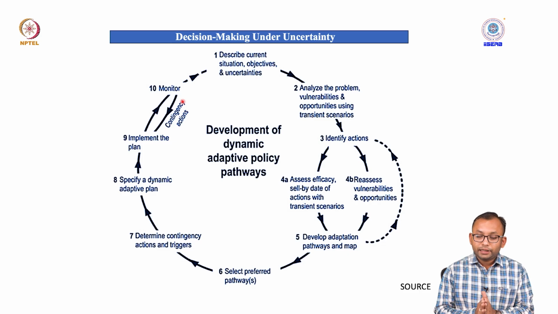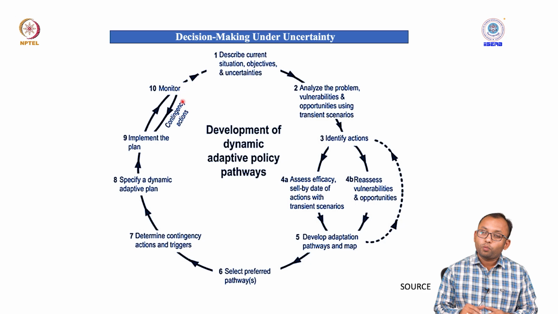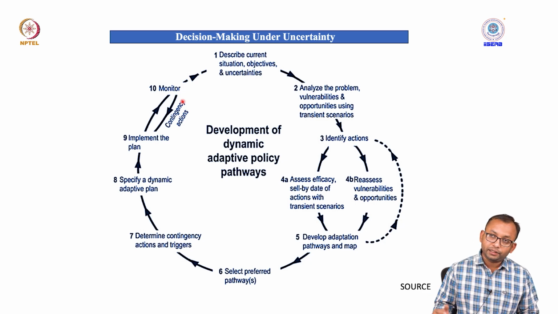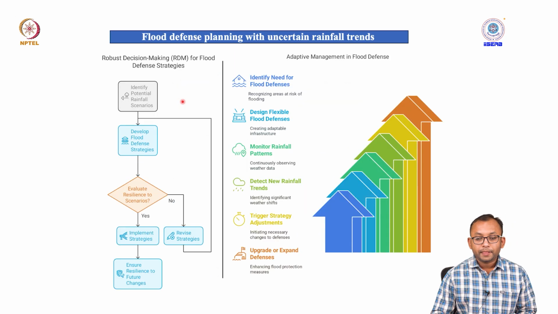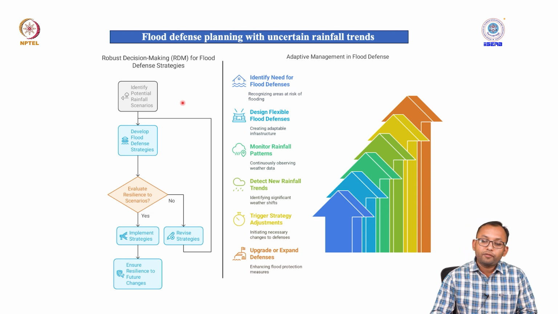Therefore, uncertainty estimation is very important to have all this information about the likelihood of the pathways in the future time steps. So, this is one example of flood defense planning with uncertain rainfall trends.